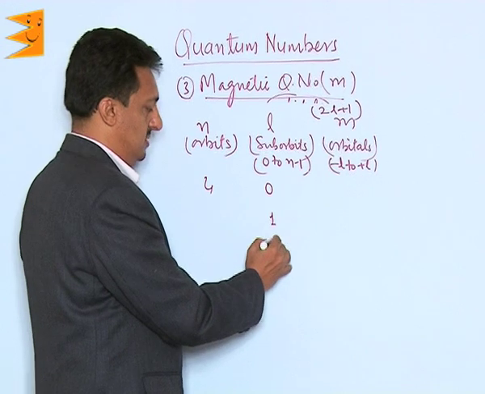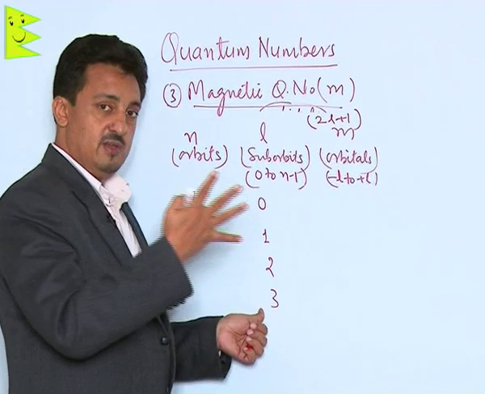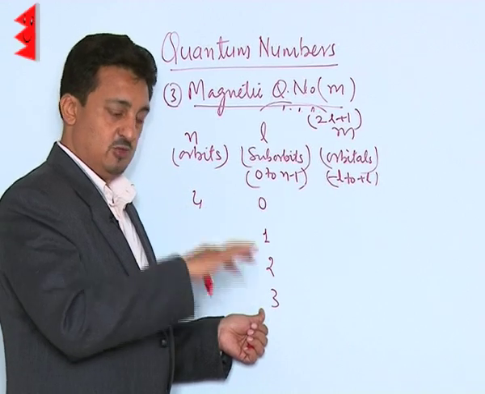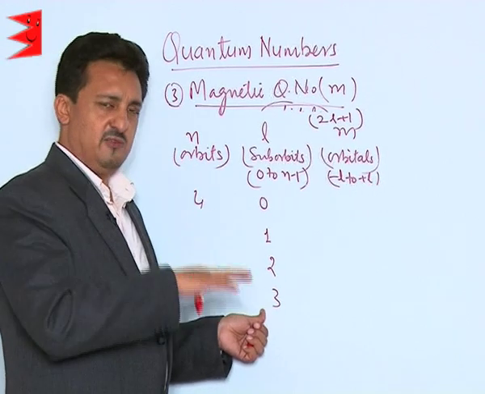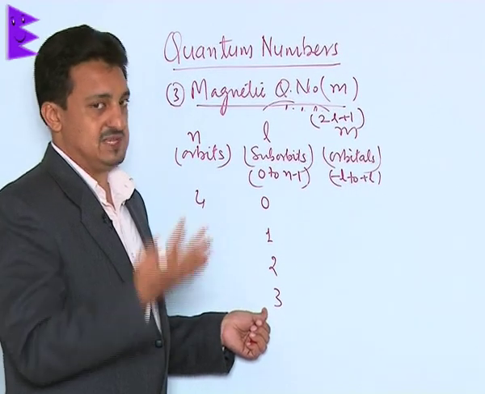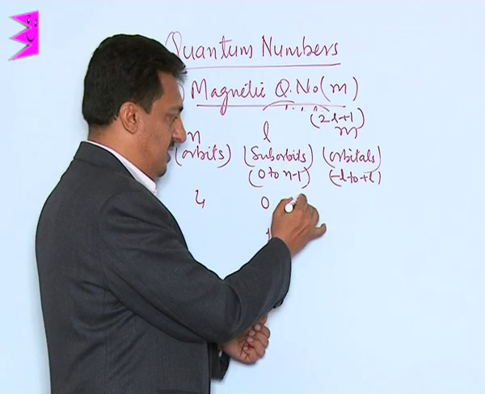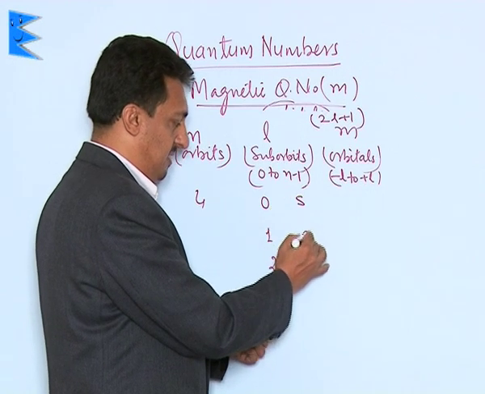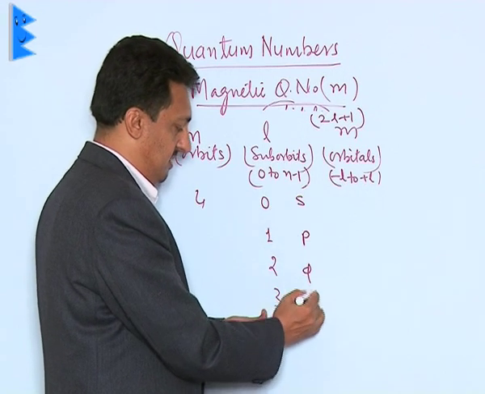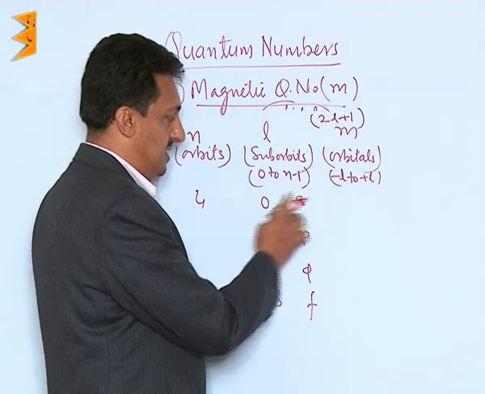The fourth orbit will have how many values of L? 0, 1, 2 and 3. So the fourth orbit will have 4 suborbits. The fifth orbit will have 5 suborbits, and the sixth orbit will have 6 suborbits. This is how we move. When L is 0, we know it is the S suborbit, 1 is the P suborbit, 2 is the D suborbit, and 3 means the F suborbit.